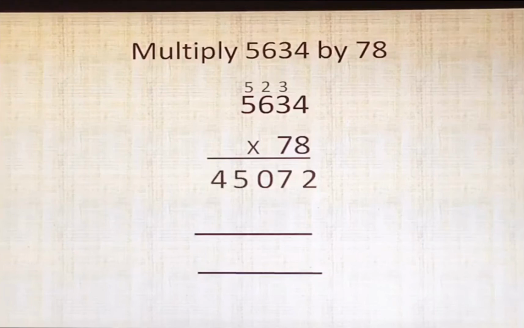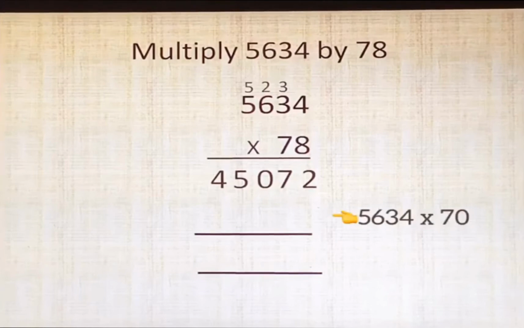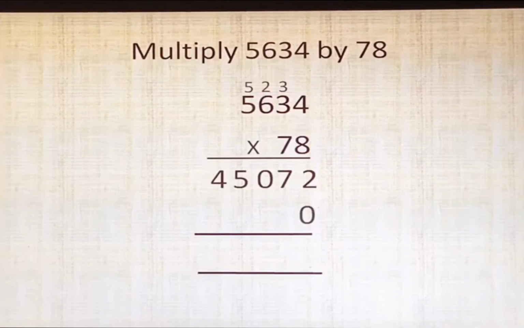So, first of all we are multiplying 5634 by 8 and we have got 45072. Now we will multiply by 7. Actually we are multiplying by 70 because the place value is 70. So we will put a 0, then we will start multiplying.